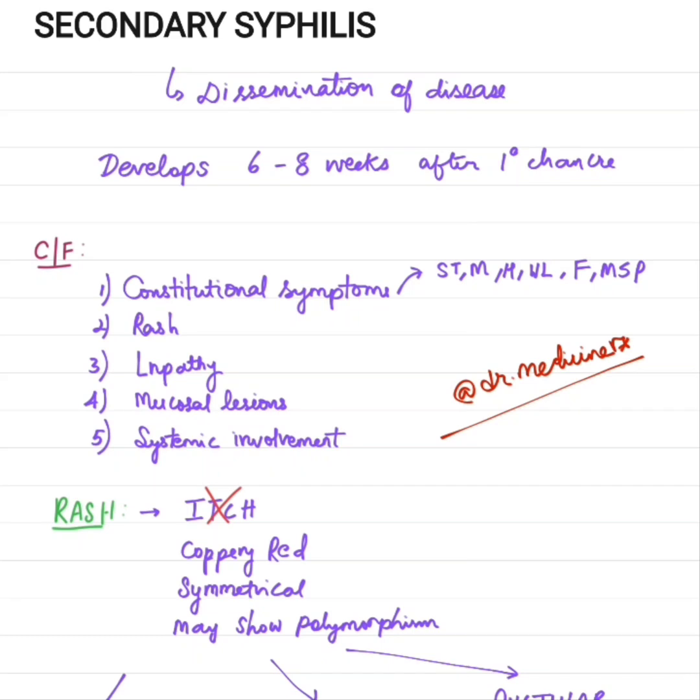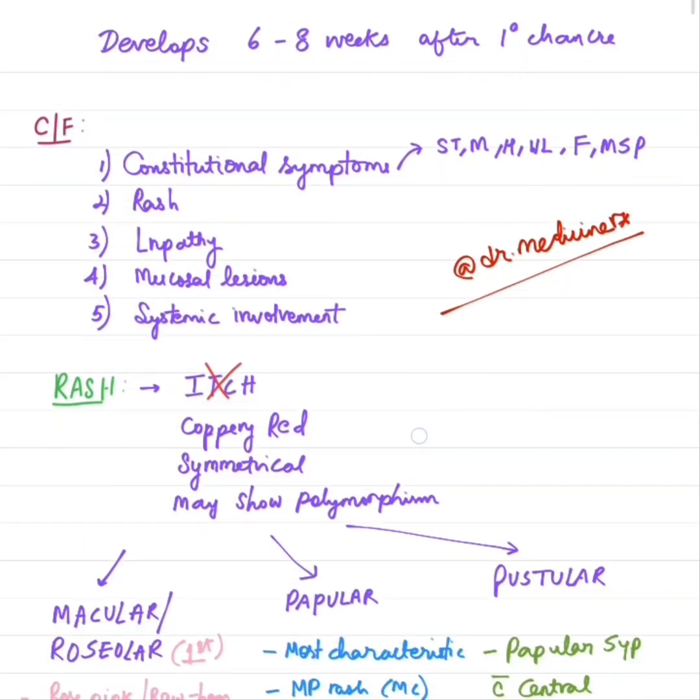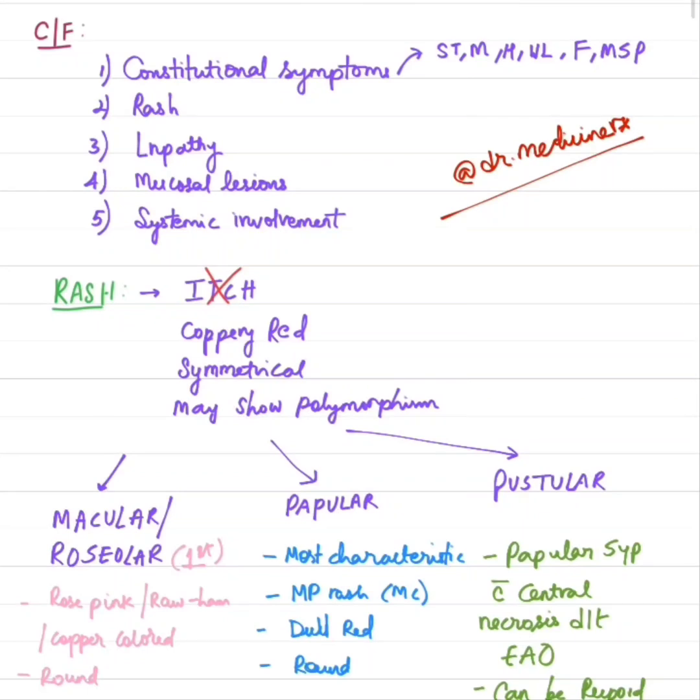So secondary syphilis represents the dissemination of the disease, and we see generalized clinical manifestations, and it develops 6 to 8 weeks after the appearance of the primary chancre. The clinical features in secondary syphilis are constitutional symptoms in the form of sore throat, malaise, weight loss, headache, fever and musculoskeletal pain, and cutaneous manifestations in the form of rash, seen in about 75 to 100% of the cases, lymphadenopathy, mucosal lesions and systemic involvement.